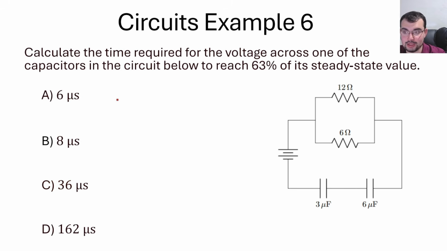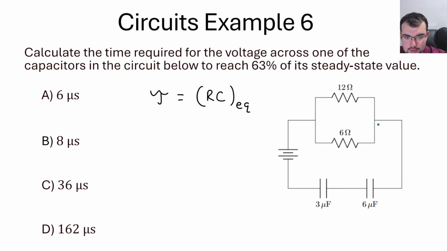All right, last circuit question. Calculate the time required for the voltage across one of these capacitors to reach 63% of steady state value. Well, anytime you see this percentage, this really only means one thing, right? This means we're solving for the time constant. So the time constant is RC, as long as we're doing the equivalent resistance and capacitance.